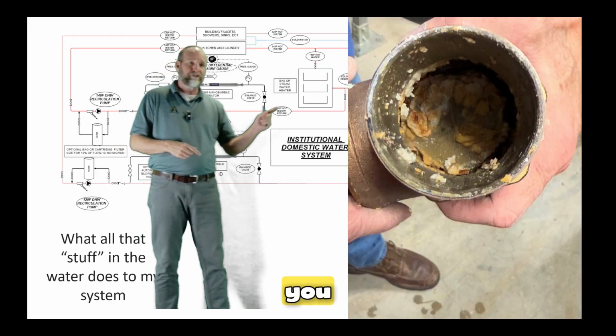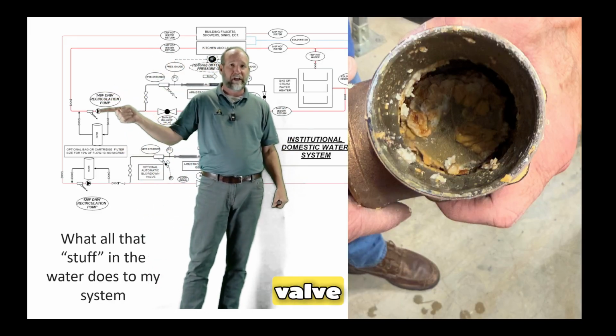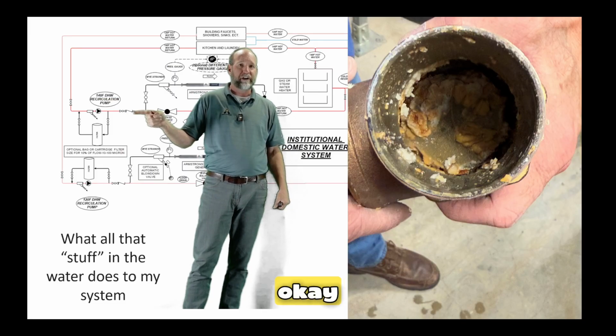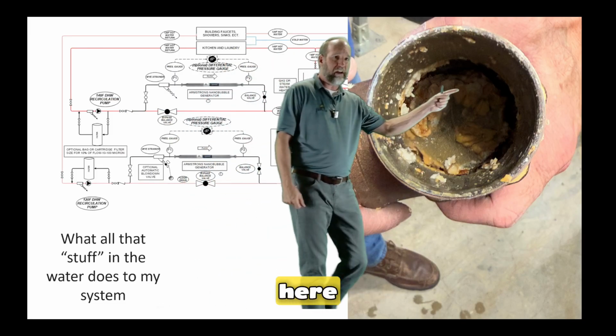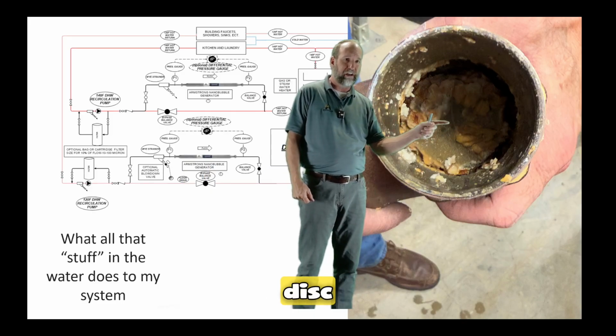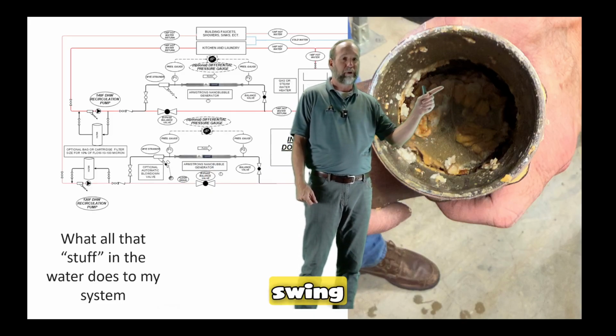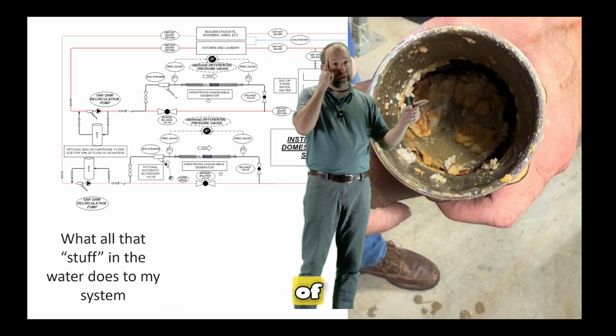Next thing I want to show you is on the downstream side. So we have a check valve. Right over here is a check valve, okay? That's on the downstream side of the pump. And you can kind of see down inside of here. Here's the check valve right here. Here's the check disc right here. Okay, this is a swing check. And you can see buildup of scale.